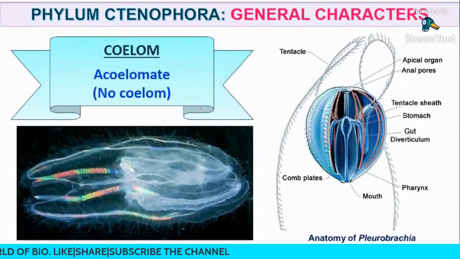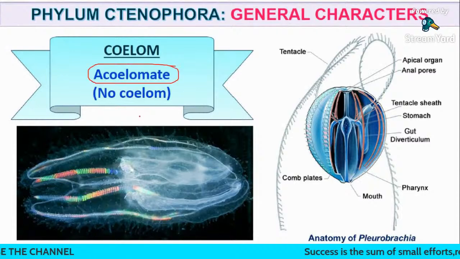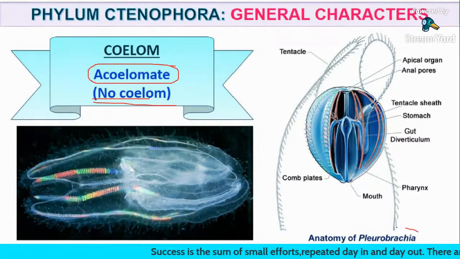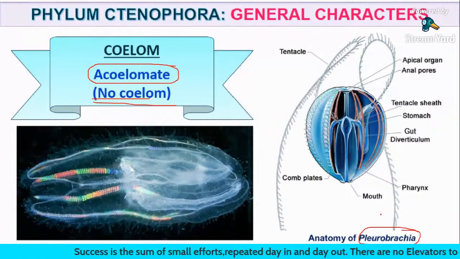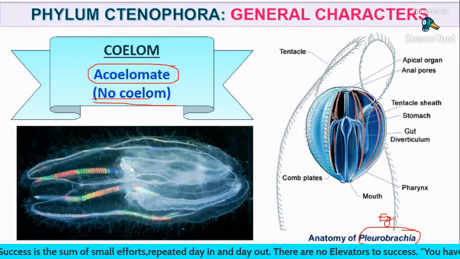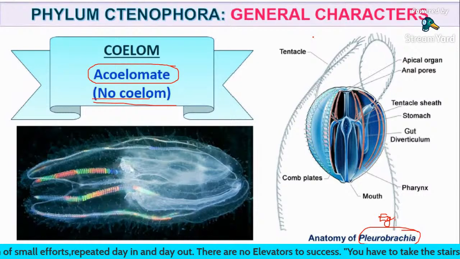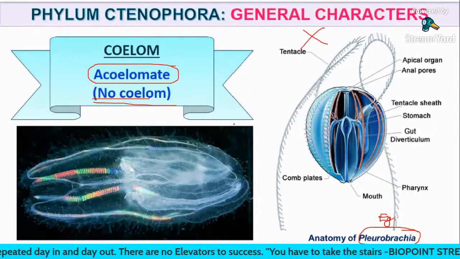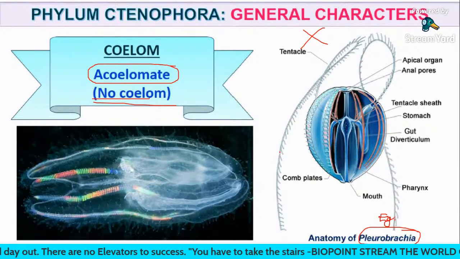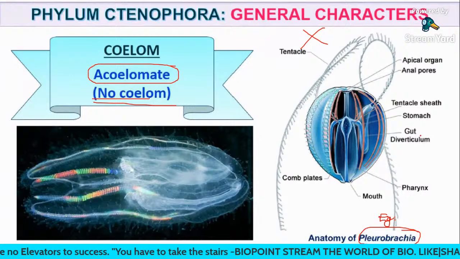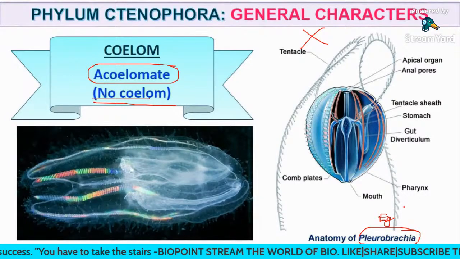So, they are acoelomate organisms, without having any coelom. This is actually the structure. Example for Ctenophora is Pleurobrachia. You don't have to study this diagram at all. They are not given in the NCERT. You have to have a look at this diagram, not the markings, because the markings are not given.